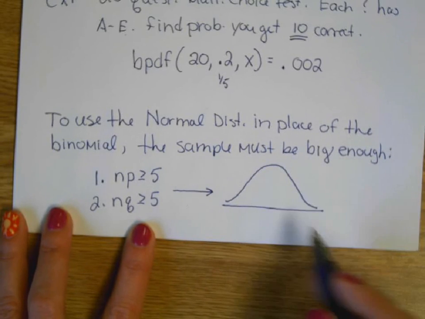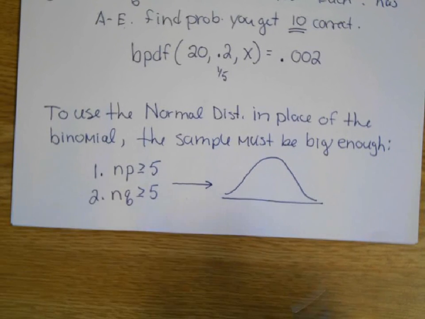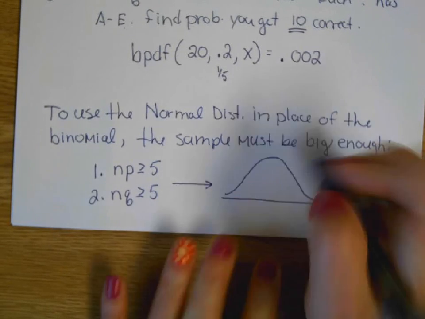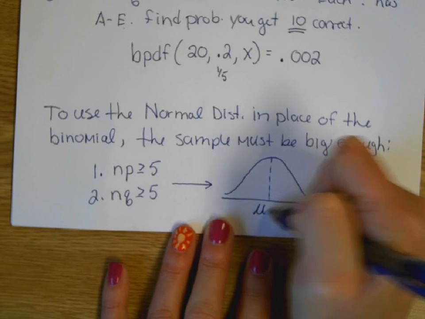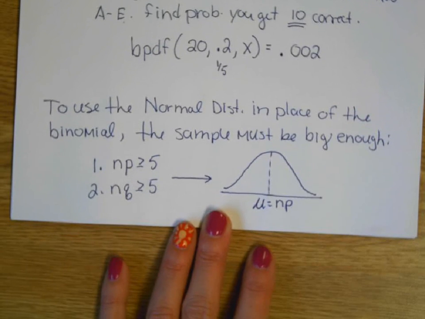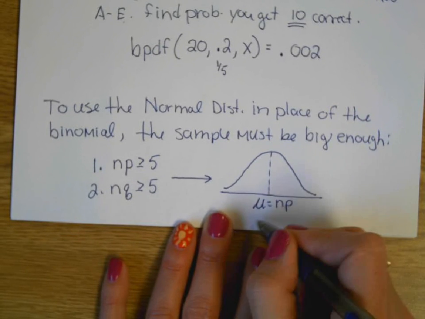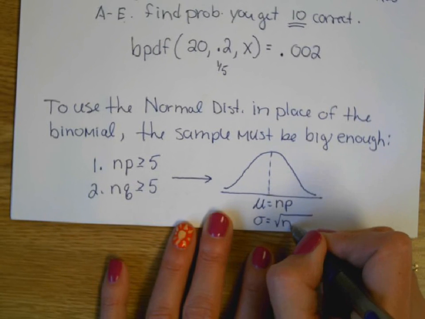But in order for us to use the normal distribution like you've been doing, you have to know the mean and the standard deviation. The mean of the normal distribution is n times p, and the standard deviation will be the square root of npq.